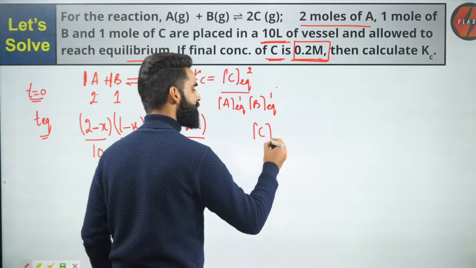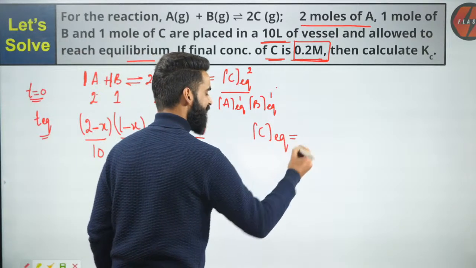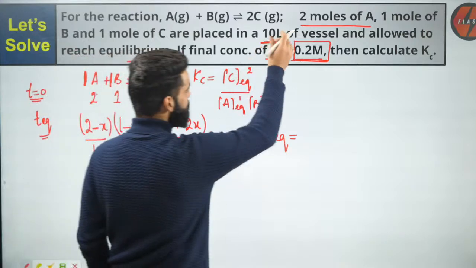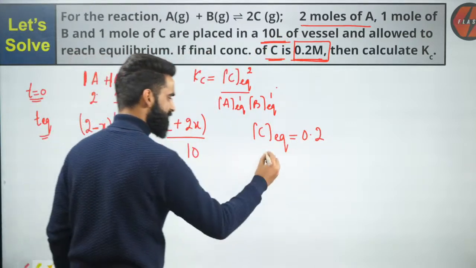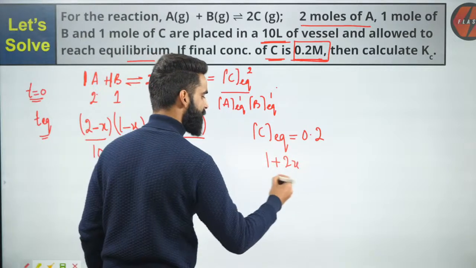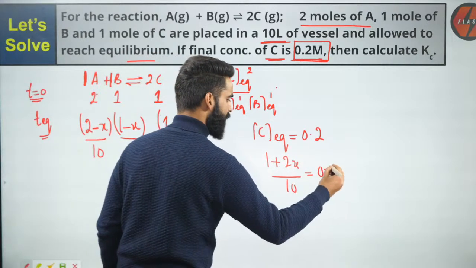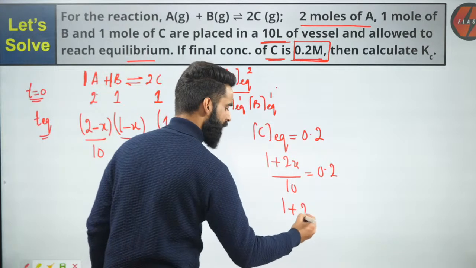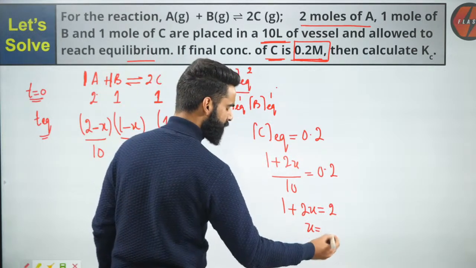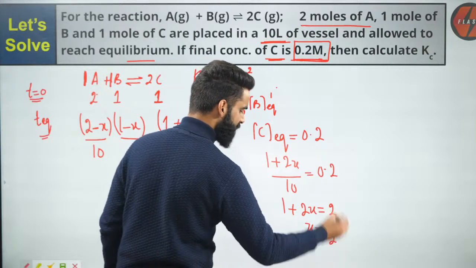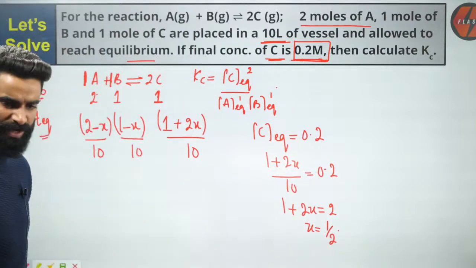In the question itself, the concentration of C at equilibrium is given to me as 0.2. From here the concentration of C is 1 plus 2X divided by 10, which is equal to 0.2. So can I say 1 plus 2X will be simply 2? So X will be simply equal to 1 by 2. I got the value of X as 1 by 2.